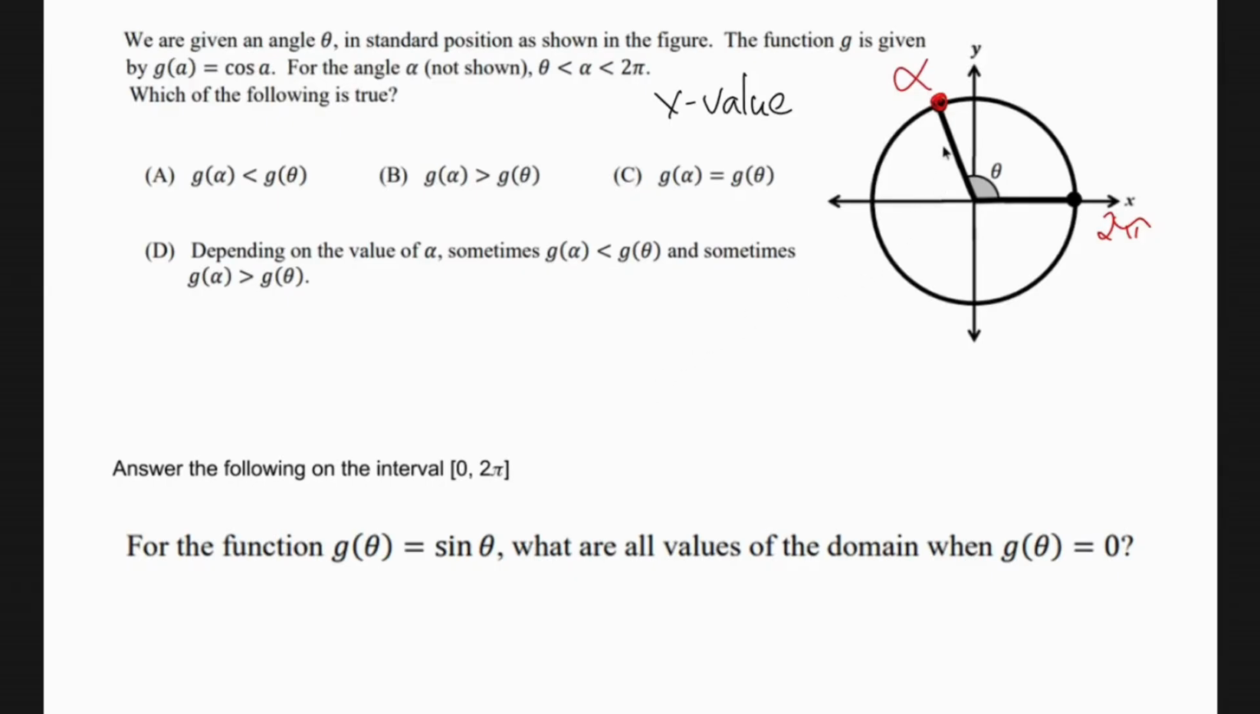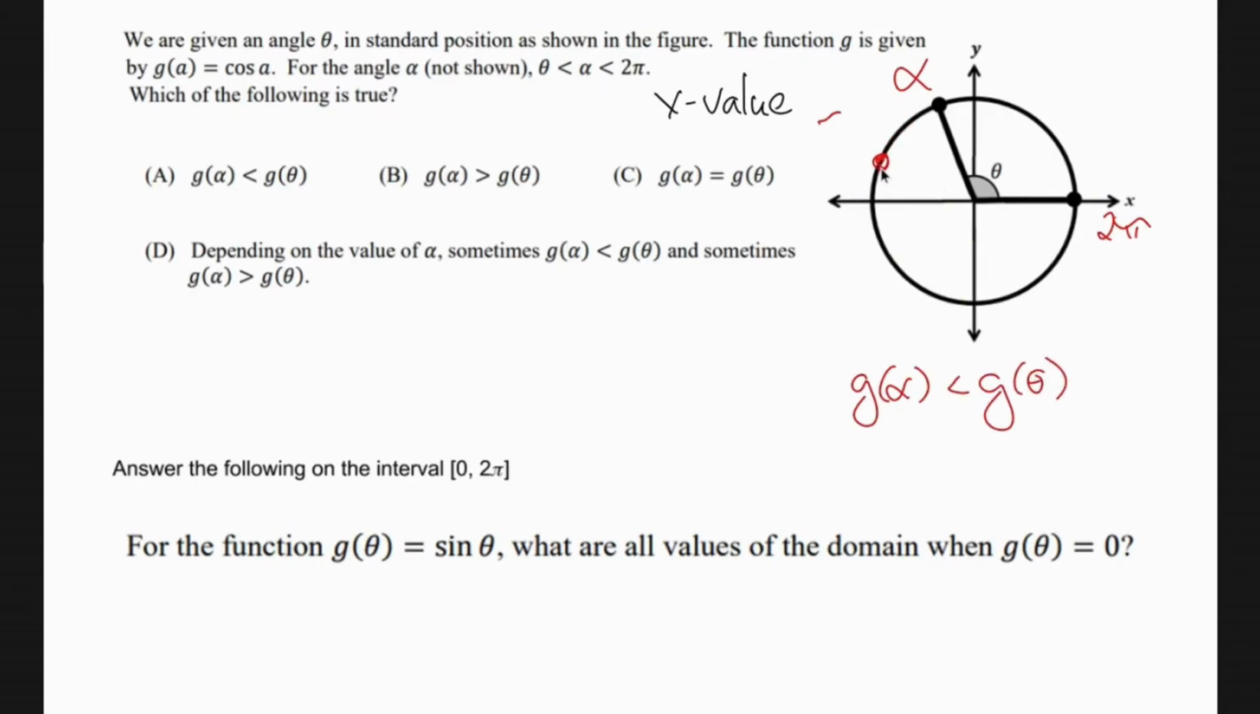And we are going to be asked for the x value and where they are, I think we're going to get the same exact answer. So basically, at this moment right here, the x value for alpha is smaller than the x value for theta. So we could say that g of alpha is less than g of theta.